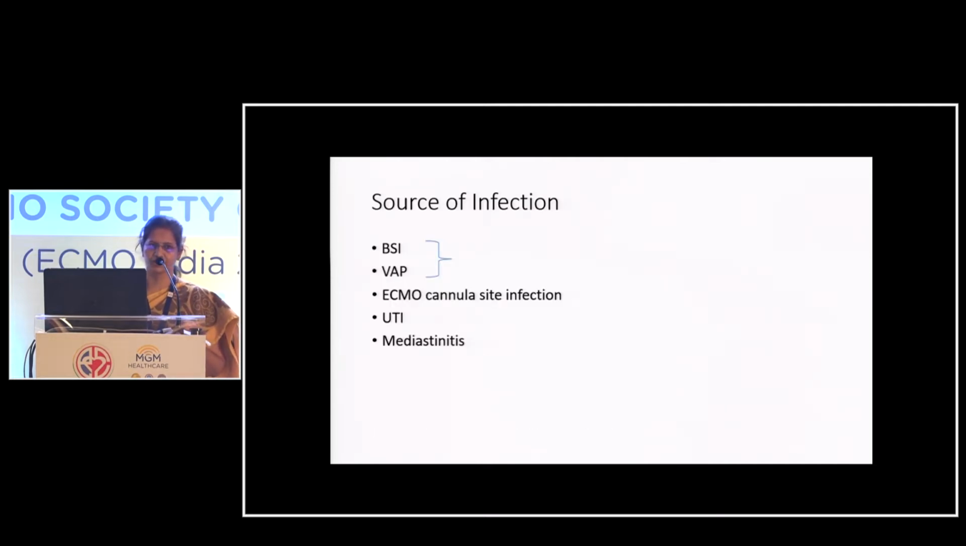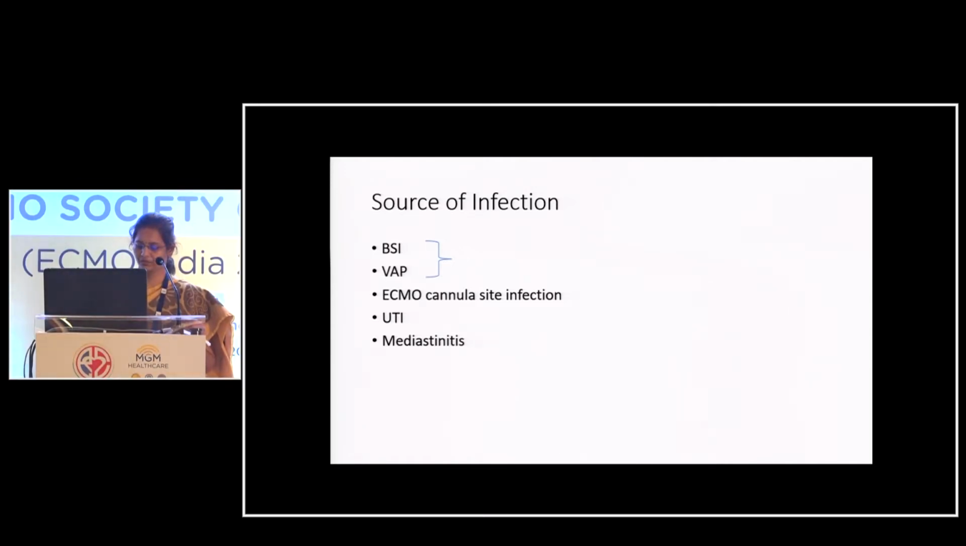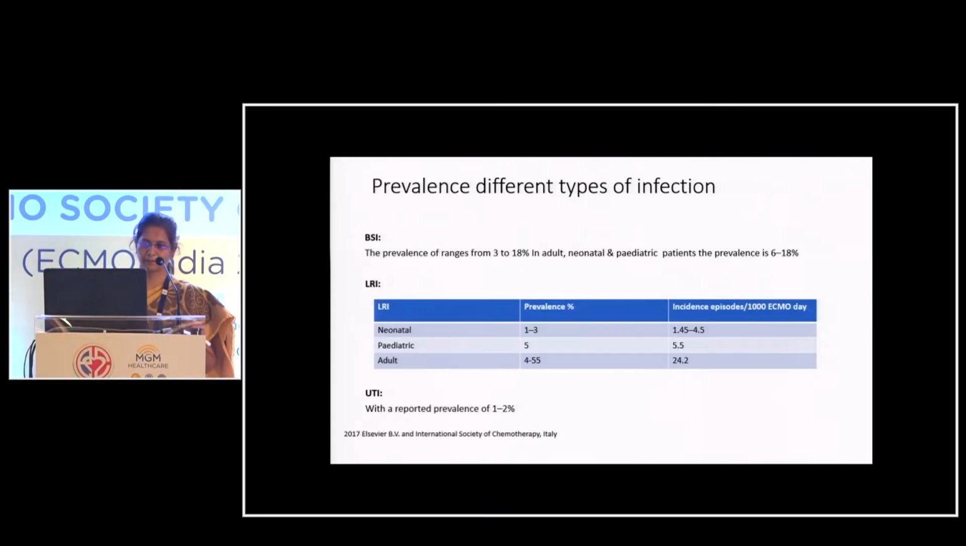What are the sources of infection? The most common sources of infection which we encounter in ECMO patients are bloodstream infection, ventilator associated pneumonia, ECMO cannula site infection, urinary tract infection, and mediastinitis. Of these, bloodstream infection and ventilator associated pneumonia contribute to the majority of the infections.